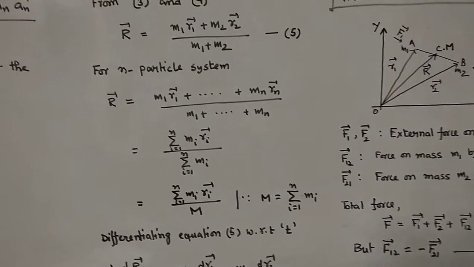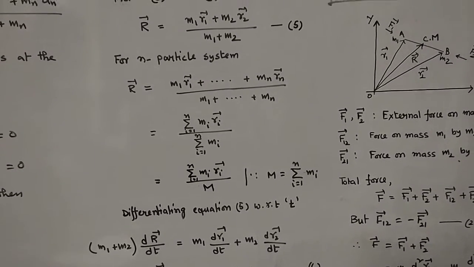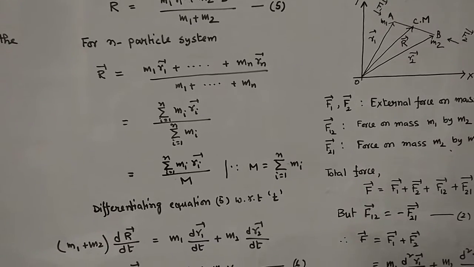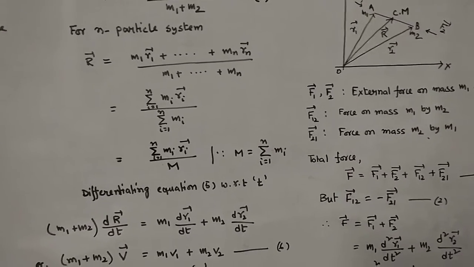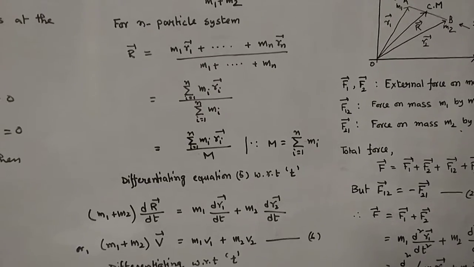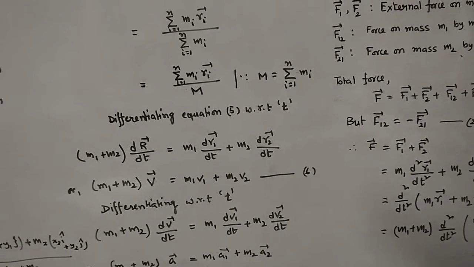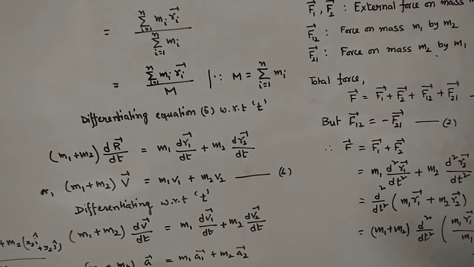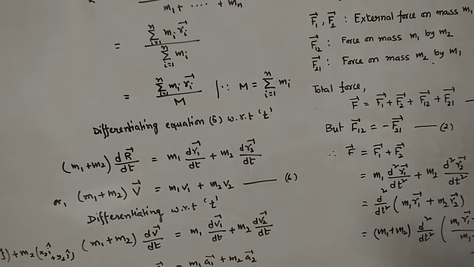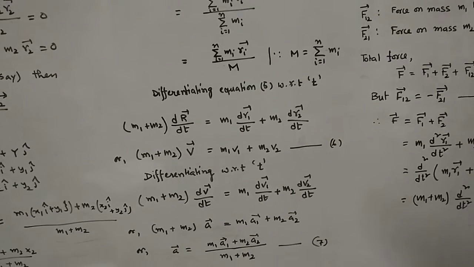Differentiating equation 5, you will get m1 plus m2 dr dt equal to m1 dr1 by dt plus m2 dr2 by dt. So you are trying to define the rate of change of position of the center of mass, which is nothing but the velocity of the center of mass. So v vector is nothing but dr vector by dt, that is the velocity of the center of mass, v1 is dr1 vector by dt and v2 is dr2 vector by dt. So v vector basically gives the velocity of the center of mass.